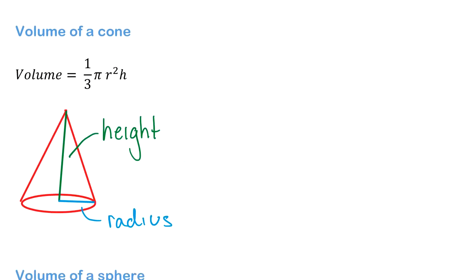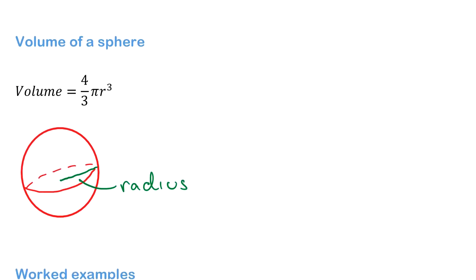Now for a cone, the volume is 1/3 times pi times r squared times h, where h again is that perpendicular height from the center to the top. And your radius, remember, is from the center to the side. Next, we have the volume of the sphere, which is 4/3 pi r cubed, where r is your radius.